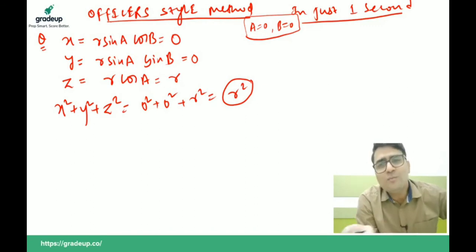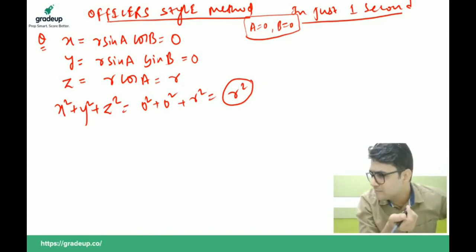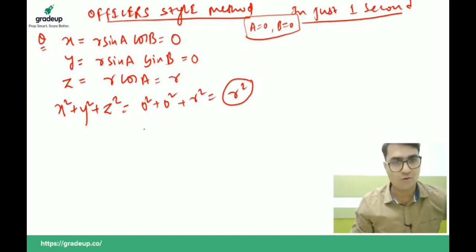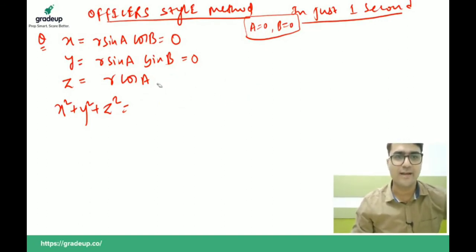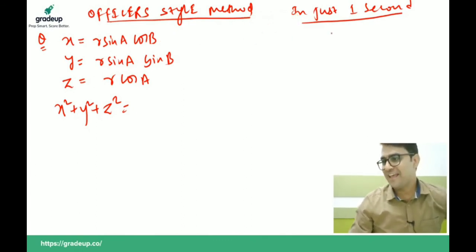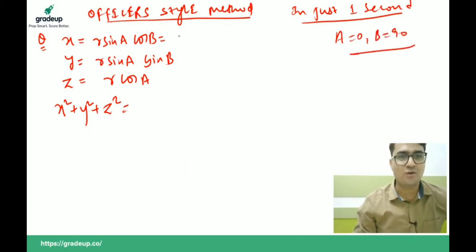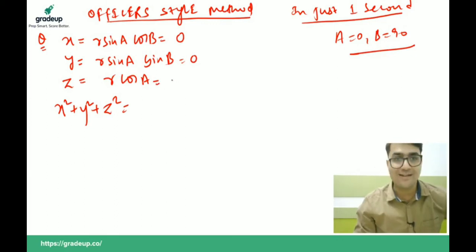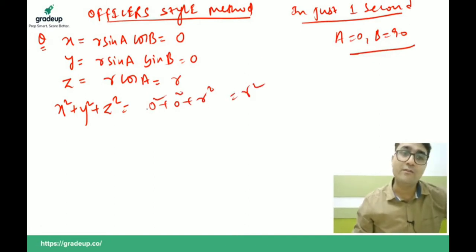Yes, or you can put different values of A and B. Don't worry. Yeah, let's try. I don't have any objection to this. If I'm putting A 0, B 90, then there is no problem. Sine 0 is what? 0. Cos 0 is what? 1. So this is again 0 plus R. The answer is R square. Or you can put any value of your choice.